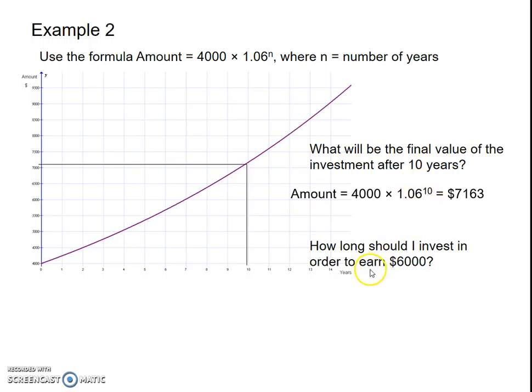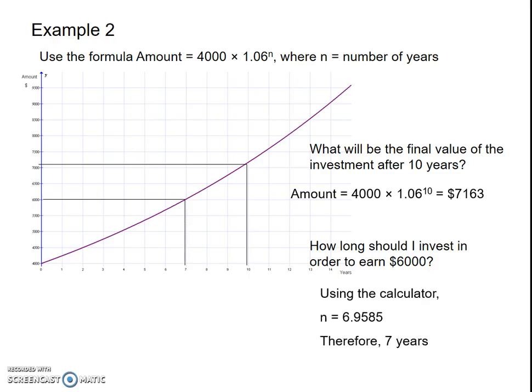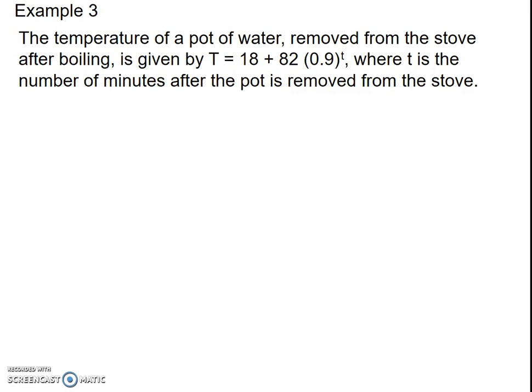How long should I invest in order to earn $6,000? Well, you can use the graph for that since you've already drawn it. Just go across from 6,000 and down. Looks like 7 years. You probably want 7 whole years, but using logs or using the calculator solver, you can get 6.95 or 6.96 years.